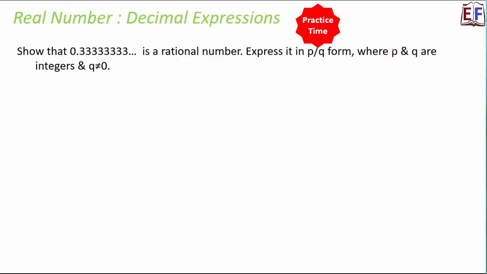So that's practice time. Show that 0.333333 is a rational number. Express it in the form of p by q, where p and q are integers and q not equal to 0. So first of all, just looking at the decimal format, what can we say? It is 0.3 bar because 3 is repeating. So it is a repeating decimal. So this is a rational number, because for an irrational number this has to be non-repeating, non-terminating, right? But that's not the case. So this is a rational number.